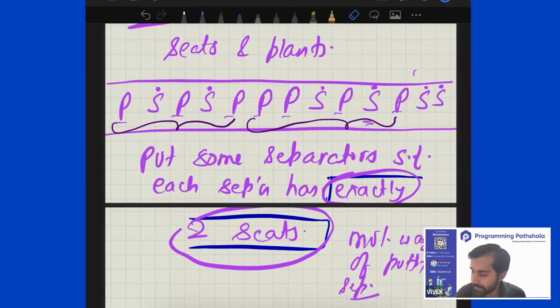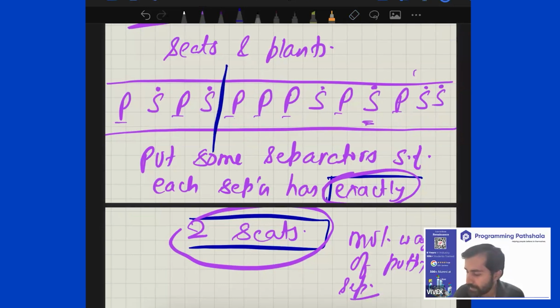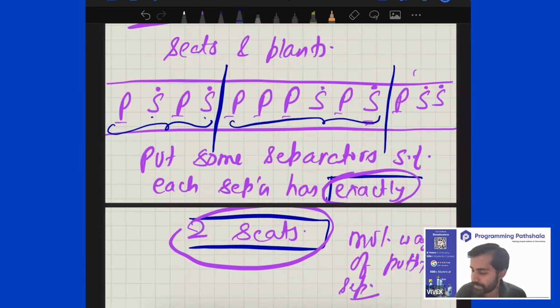I could have just said that instead of going ahead with that, let's put our first separator maybe right here. We can do that. And then let's put our second separator over here. So in that case also, I can clearly say that the first separation has exactly two seats. Second separation also has exactly two seats. And third separation also has exactly two seats. So there can be multiple ways.